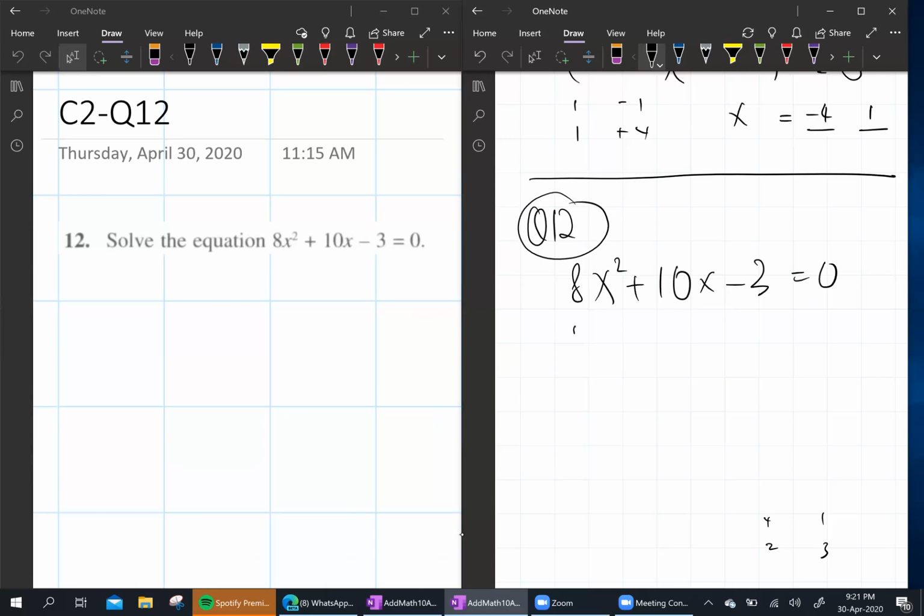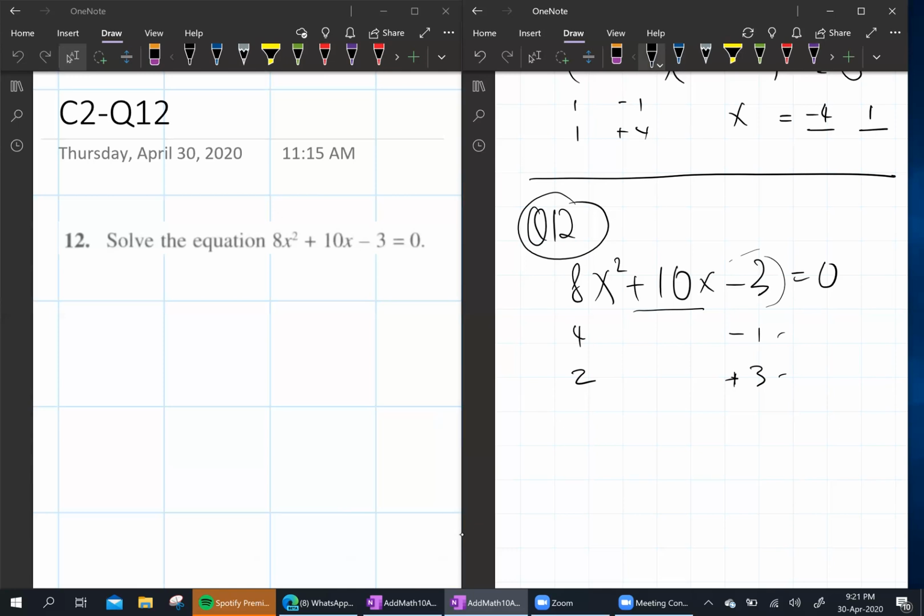8 is 4 times 2. 3 is 1 times 3. Right? So you want a negative 3 here. So one of these has to be a negative. But you want a plus 10 here. So this should be plus, this should be minus. No, I used the other formula, so I get the wrong answer. Also the same answer. And you have put in the wrong figure.